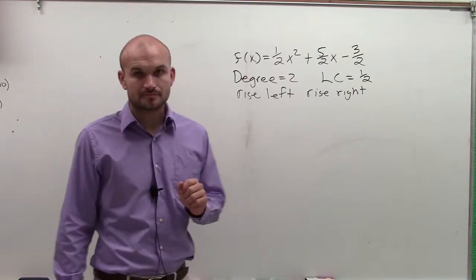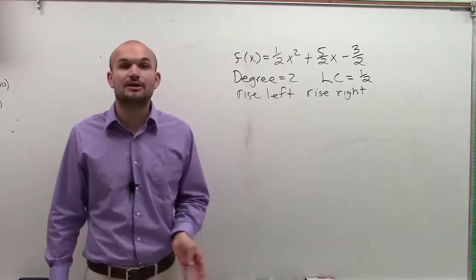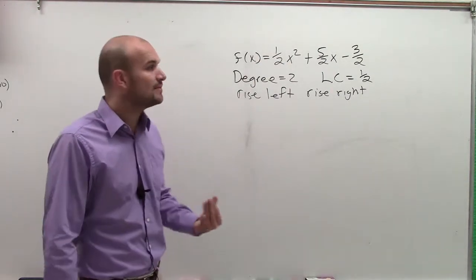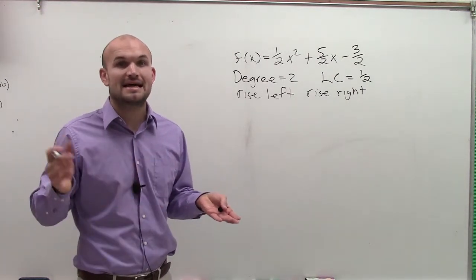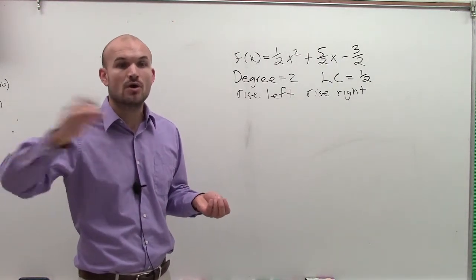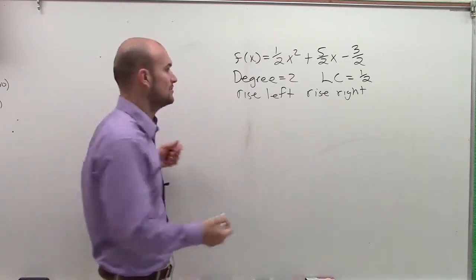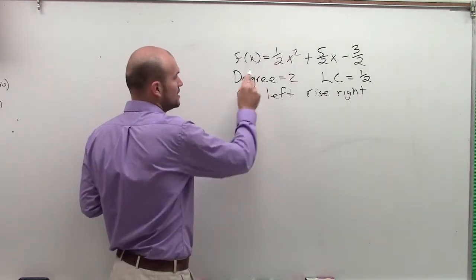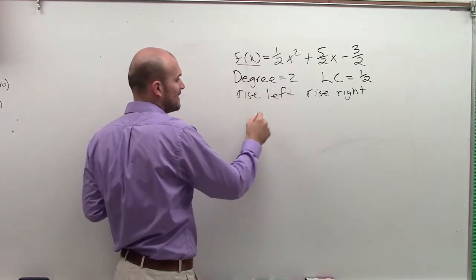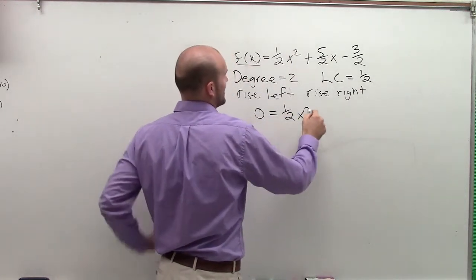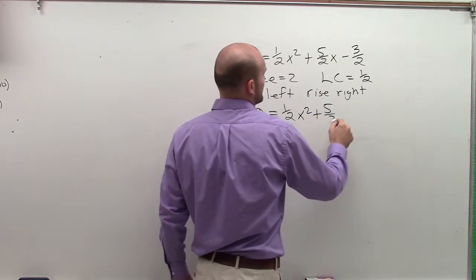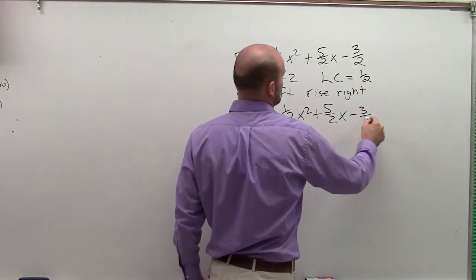All right? So now the next thing we need to do is find the x-intercepts. And remember, a graph crosses the x-axis when f of x equals 0, or when y equals 0. It's really the same term as both your output. So therefore, I can now represent f of x as 0. So I can say 0 equals 1/2 x squared plus 5/2 x minus 3/2.